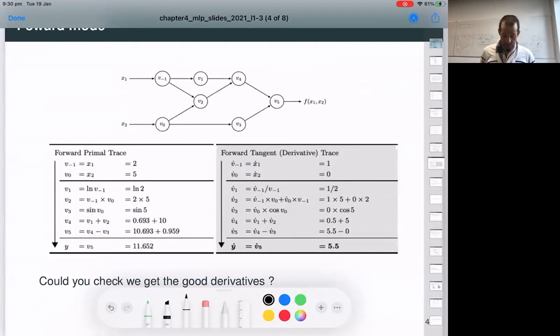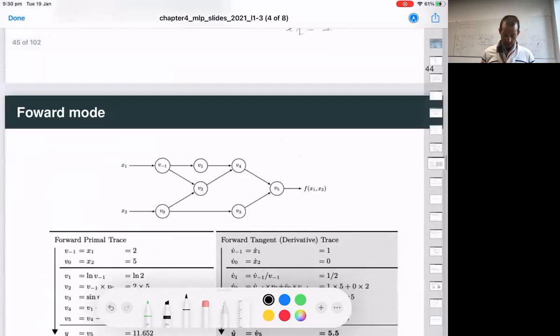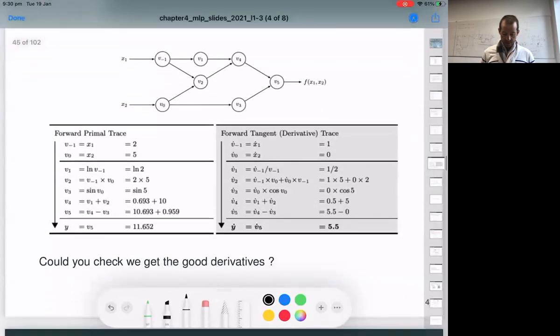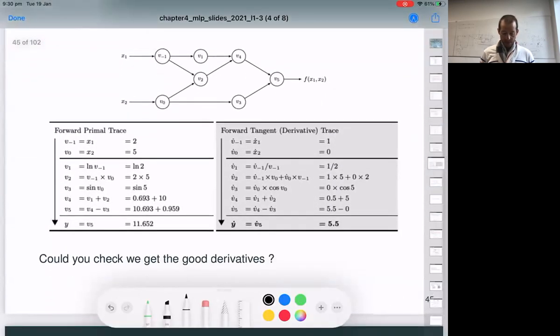So here you have the forward pass. You start with x1 dot equal to 1, and run a forward pass. I start with an example where x1 is equal to 2 and x2 is equal to 5. After I go through all of these steps of the forward pass, you compute that y is equal to this value. Makes sense?